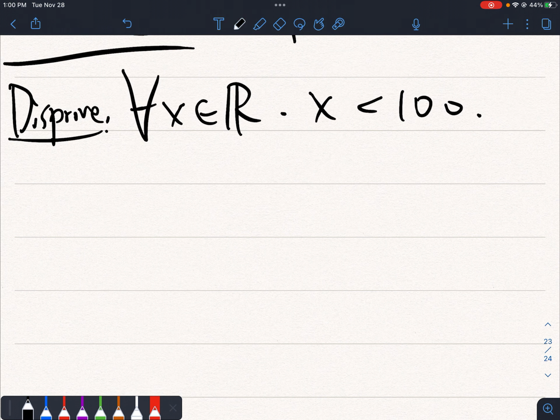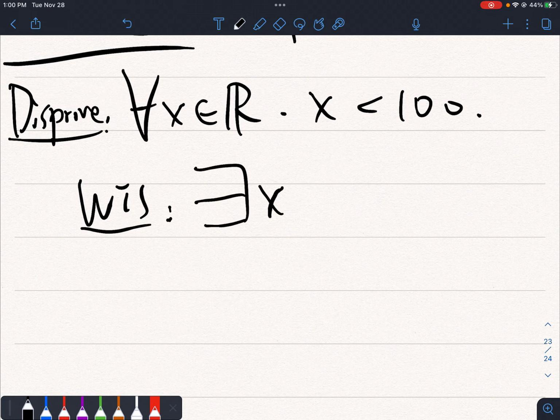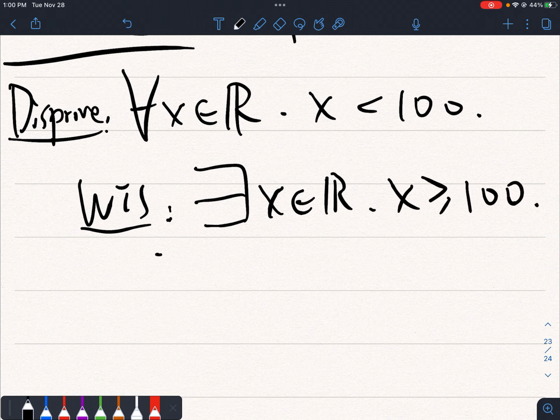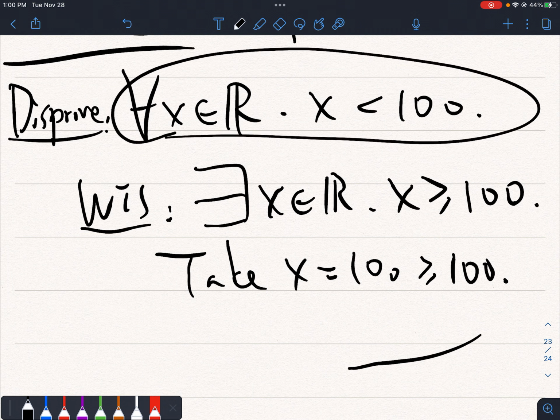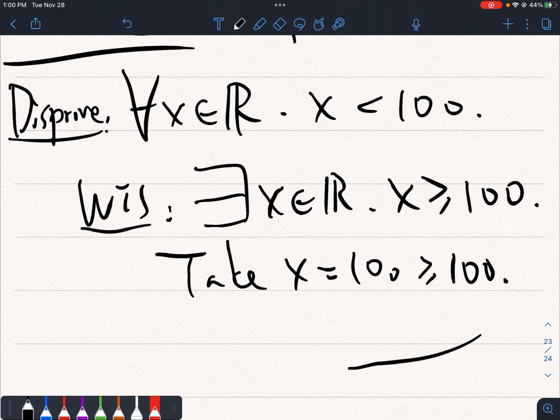So to prove it by negation, all we need to show is that the negation is true, which means all we need to show is that we can find some x in R such that x is bigger than or equal to 100, right? And to prove it, we can just take x to be 101, or just simply 100. Take x to be 100. Then this is bigger than or equal to 100. So the negation is true, which means this is false, okay? So this is a disproof of the original statement.